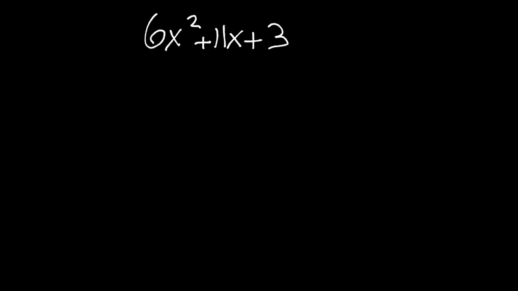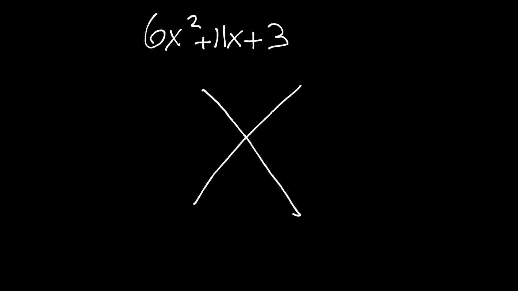Here we have 6x squared plus 11x plus 3, and we're going to use our diamond method again. Hopefully, if you've watched part 1 and practiced these a little bit already, you have a pretty good understanding of the diamond method. So why don't you pause the video and give it a shot. Try taking it all the way up to the point where you create your 2 parentheses, and then go from there.